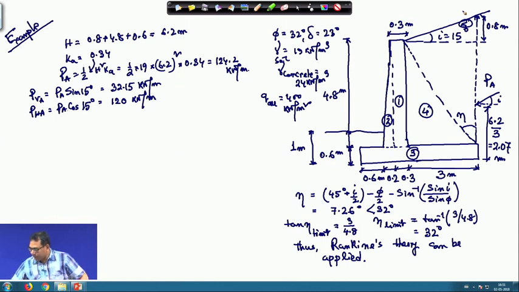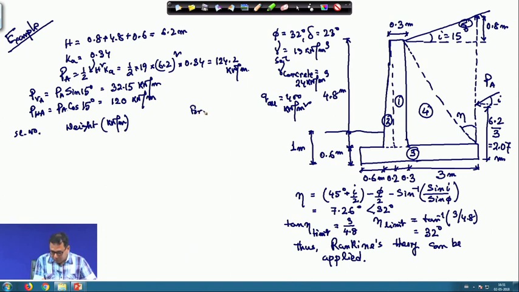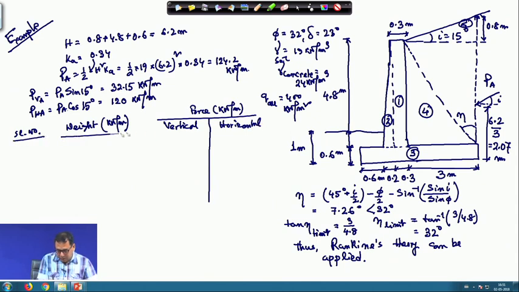So, first one is the serial number, second one is the weight, that is kilonewton per meter, and so that the force, that is kilonewton per meter, and this is vertical, and this one will be the horizontal. Okay. So, this is the force table.